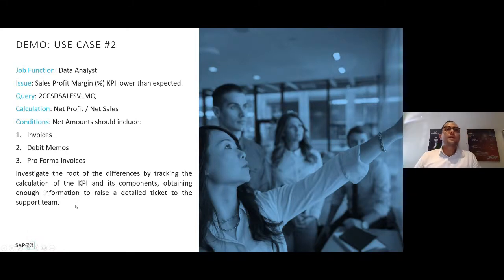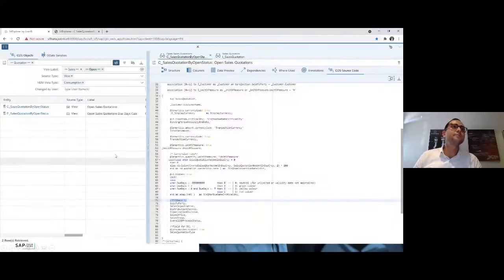Now you have to investigate the root of the difference, tracking the calculation of the KPI and its components, and obtaining enough information along the way so you can raise a detailed ticket to the support team in order to fix this. Let's have a look at how we would go about it in the system.